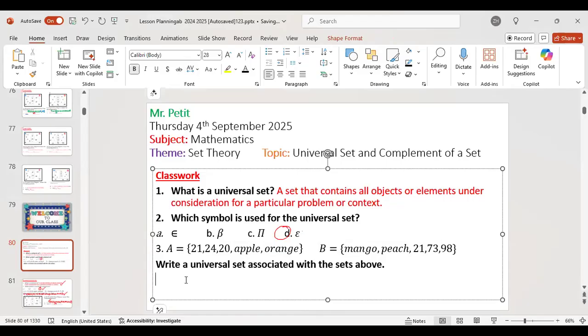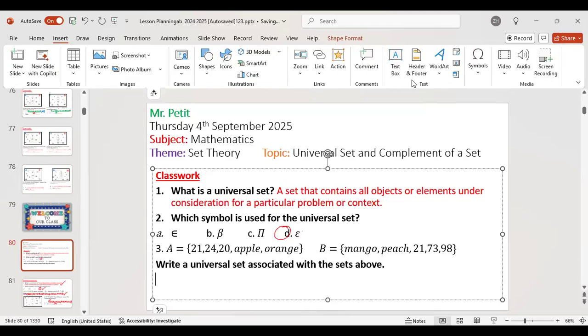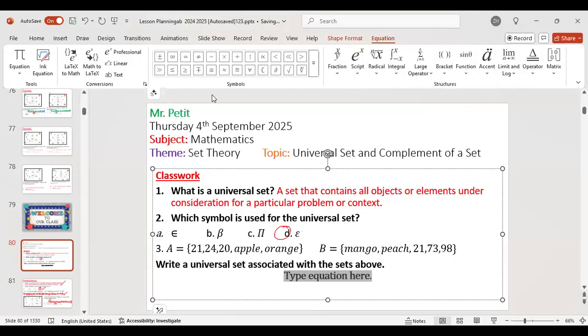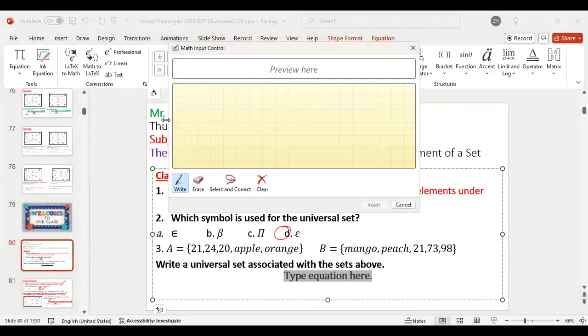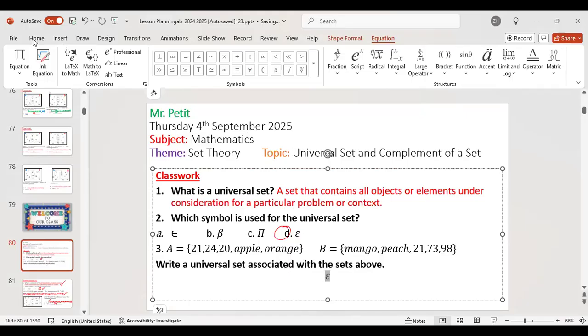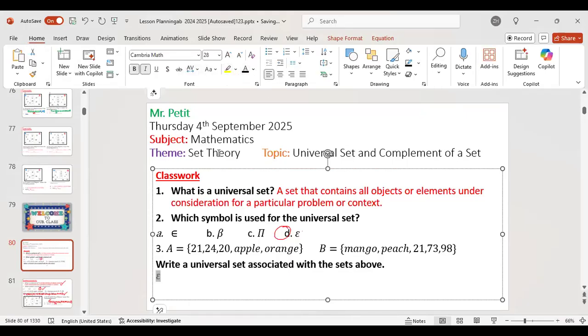The question number 3 says that they want us to write a universal set associated with the sets above. What is going to be in our universal set? It would be 21, 24, 20, apple. Give me a chance to write. Sounds like you're on the right track. So we got to first label it with our universal set symbol, which is epsilon, equals, oopsies, undo button.